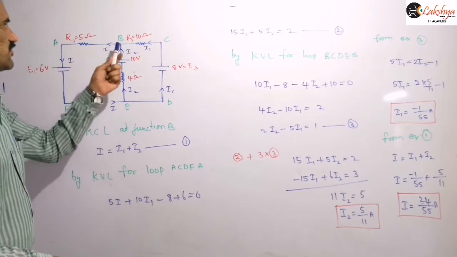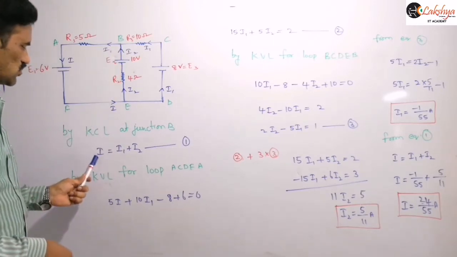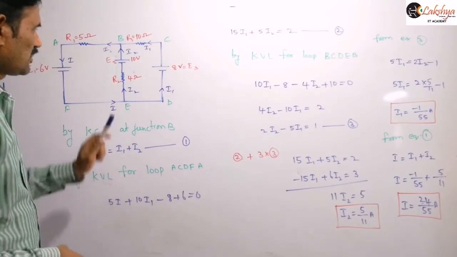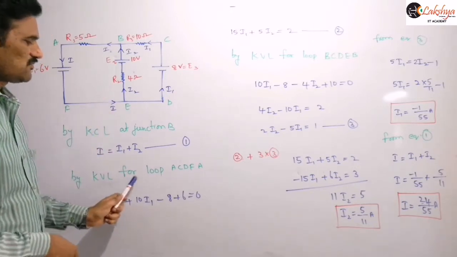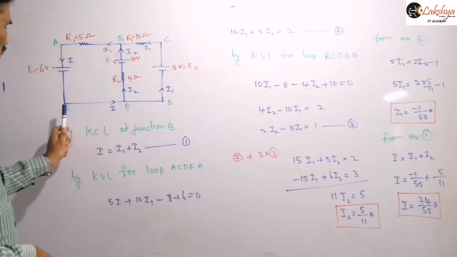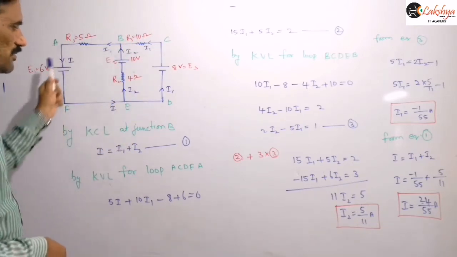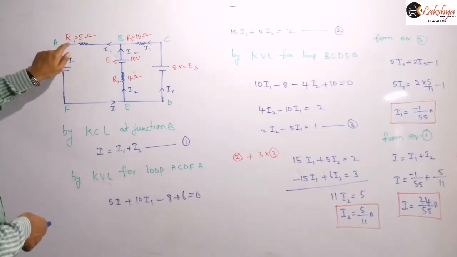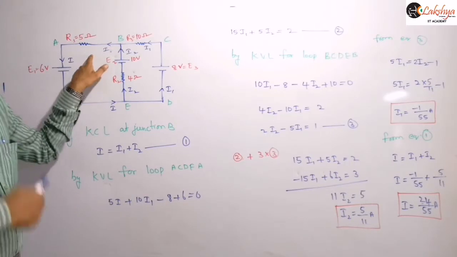First we apply Kirchhoff's law at the junction B. At junction B, we apply the Kirchhoff junction law, or Kirchhoff current law. So I is equal to I1 plus I2. And by KVL, that means Kirchhoff voltage law, for the loop A, C, D, F, A, that means this outer loop I am considering here, right? Then starting from A, we are traveling in the opposite direction.